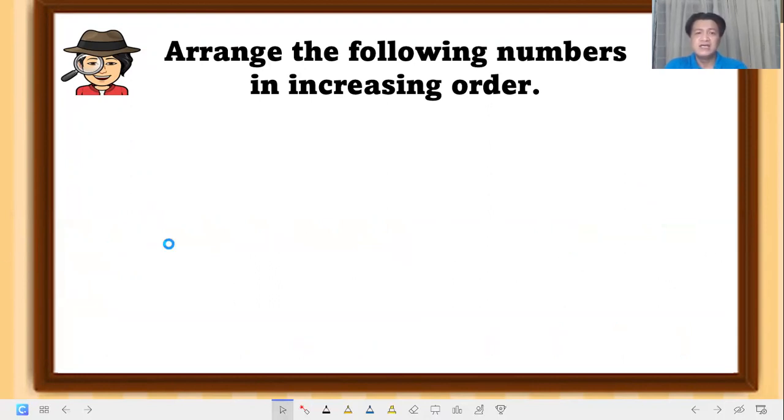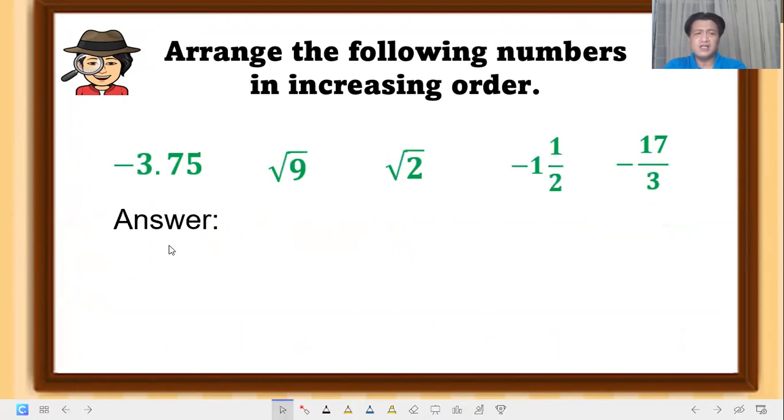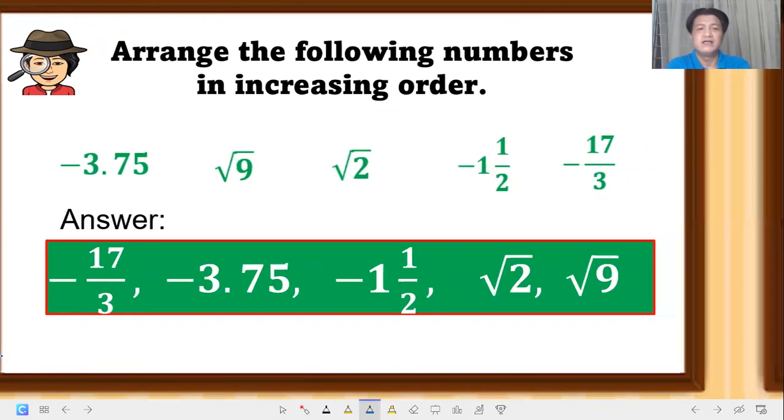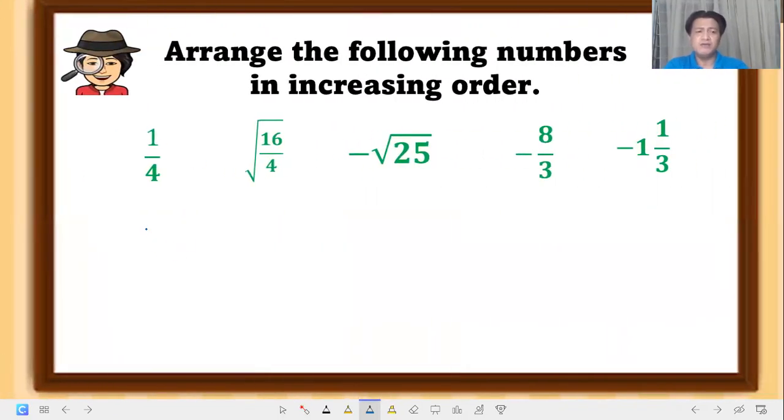Okay, umi-increase. So with that, our final answer for this given real numbers is this: negative 17/3, negative 3.75, negative 1.5, square root of 2, tsaka square root of 9. Yan na po yung ating tinatawag na increasing order of the real numbers. Okay, let's have another. What about this?